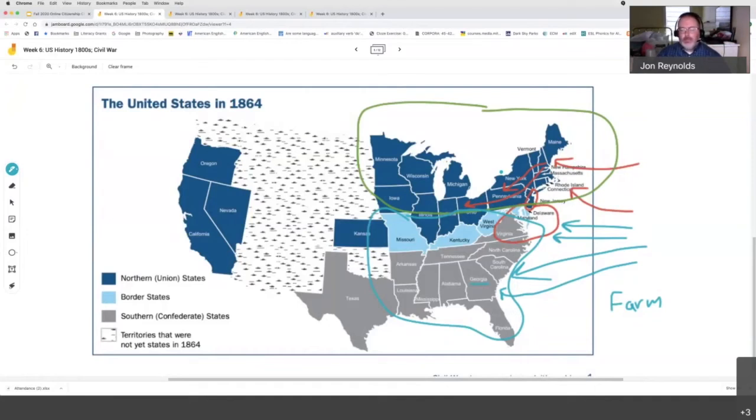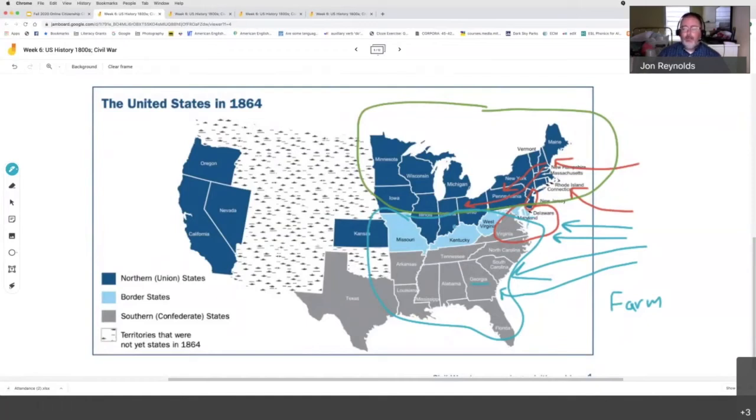Now, if you notice the colors here on the map, the dark blue represented those northern states, those states that eventually said, we think slavery is wrong. The border states here in this light blue color, so for example, Missouri, Kentucky, eventually West Virginia. So in the beginning there was no West Virginia. Maryland, Delaware. These places were what we call the border states.